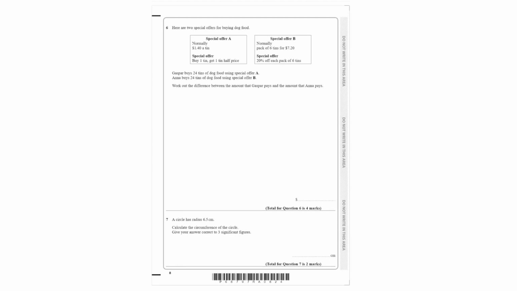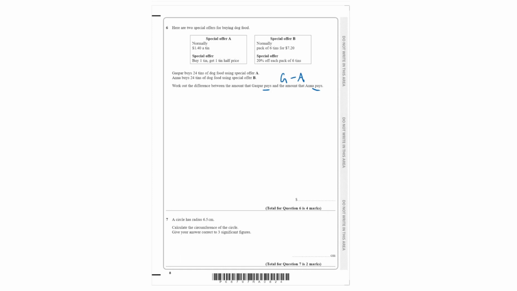Special offer A and special offer B. Gaspar buys 24 tins of food using special offer A. Anna buys 24 tins of dog food using special offer B. Work out the difference between the amount that Gaspar pays and the amount that Anna pays. That simply means that Gaspar will get a higher value, and we simply subtract Anna's value.